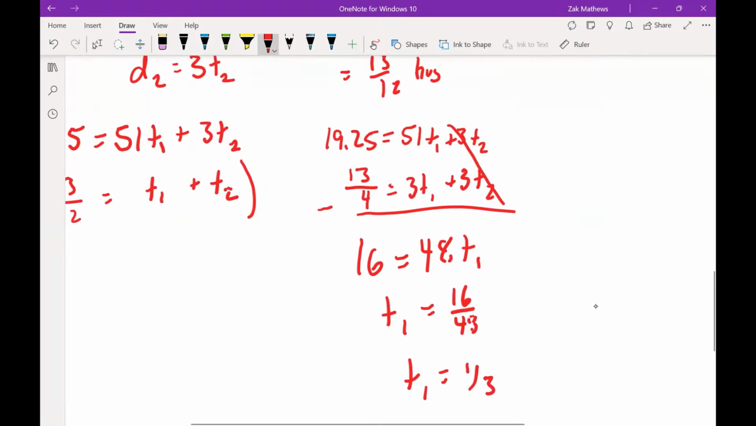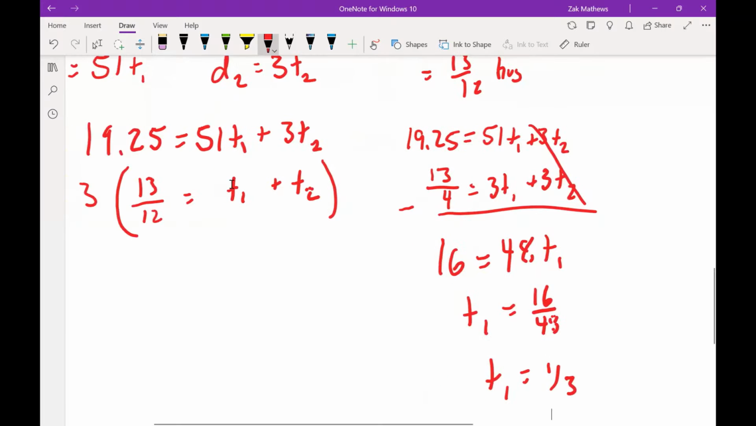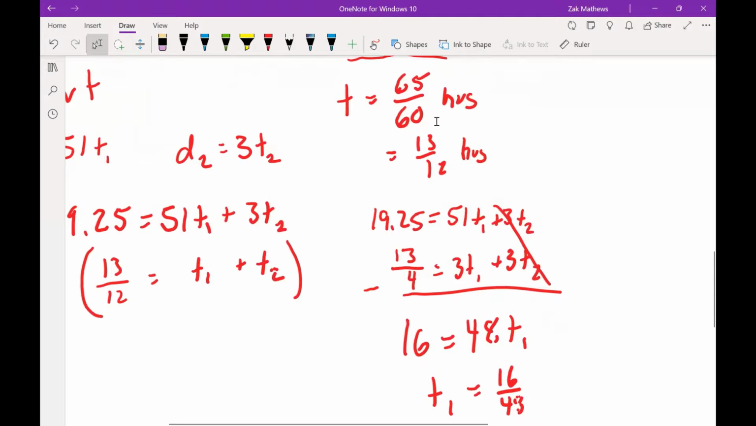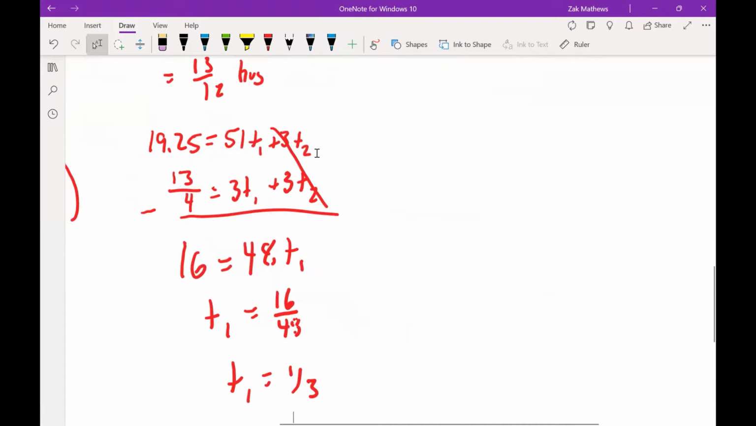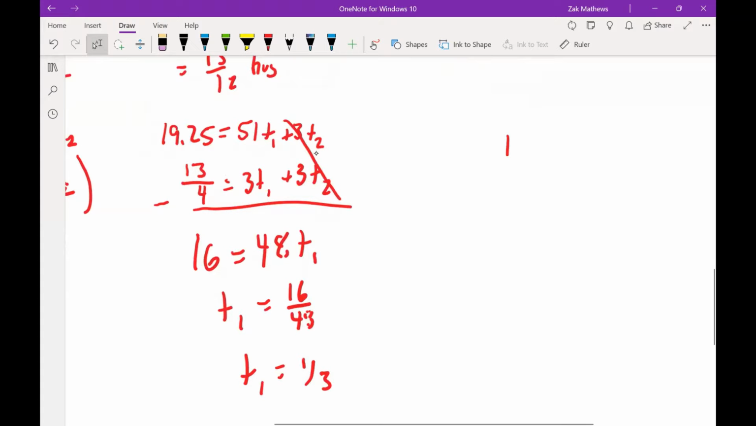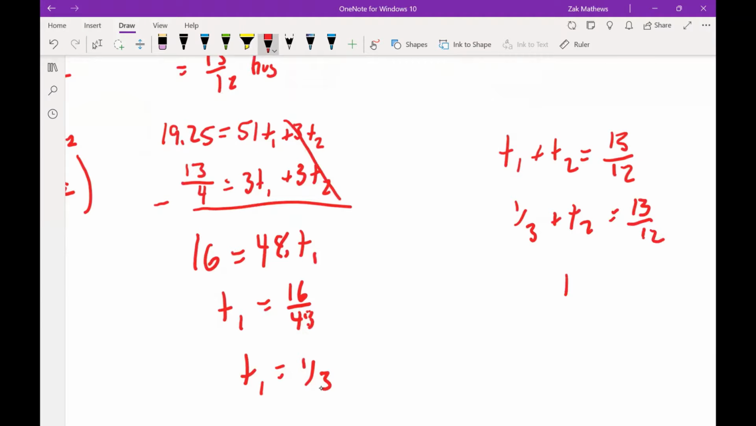We need to figure out what T2 is. And remember, we have this equation right here. T1 plus T2 equals 13 over 12, so we could also just subtract the 20 minutes from the 65 minutes. However we want to do it. I'm going to stick with the hours for just a second because that's the direct answer we found here, 1/3 of an hour. I'll plug in that 1/3. Going to subtract that over. And that would be 9/12, which simplifies to an exact 3/4.